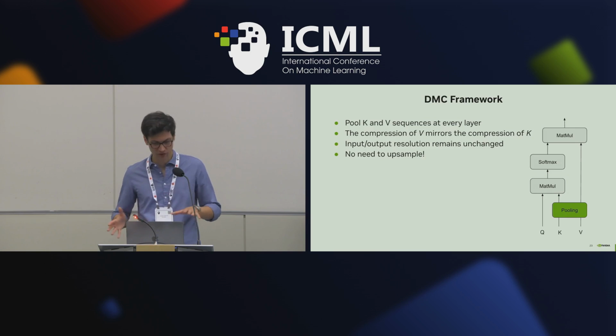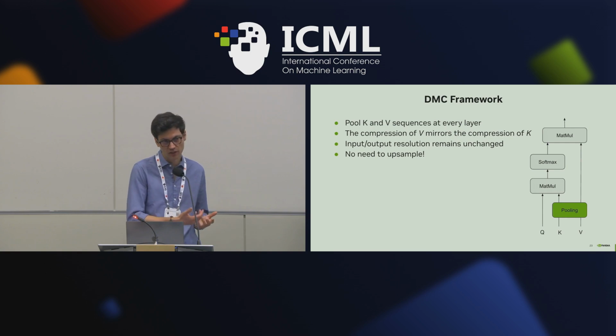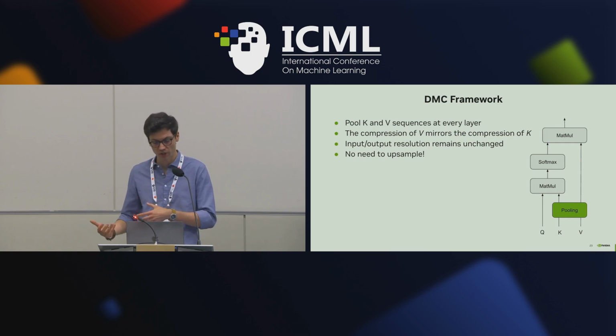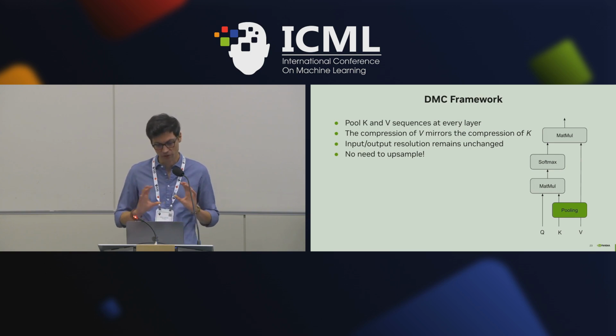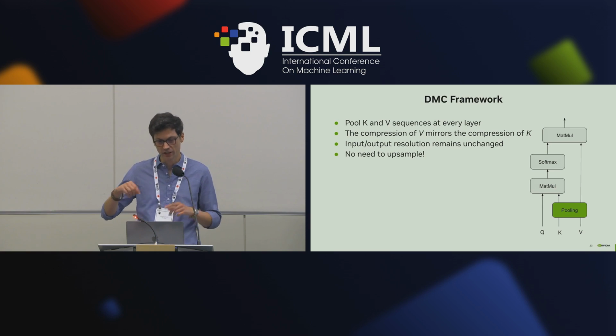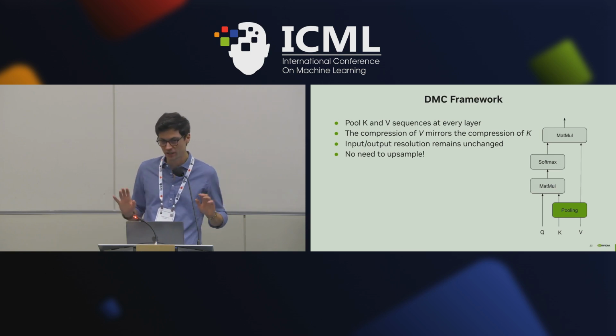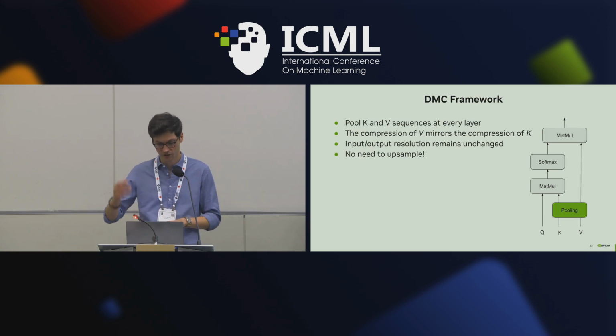So just to ground the world that the second paper lives in, we would like to now pull the sequences of keys and values for the attention layers. And the sequences of values, the compression of those, mirrors the compression of keys. So it's like one compression scheme for every key value pair. Now, the funny thing is that you can apply that locally inside an attention layer, and the input and output remains at the same resolution. And also, you no longer need to upsample. So no worries about upsampling and replicating the boundaries on the other side of the model.